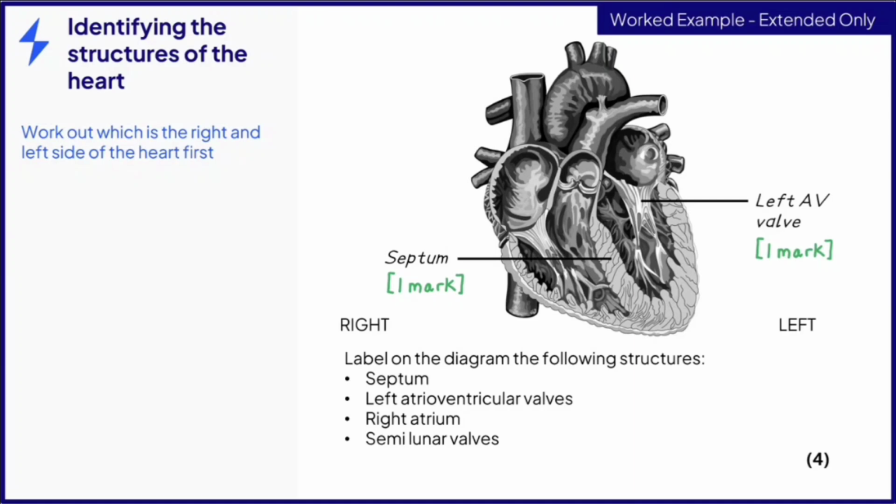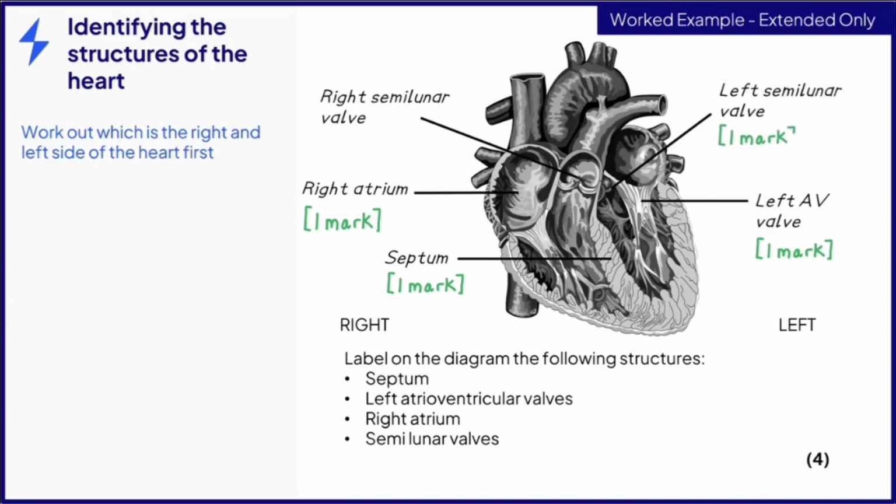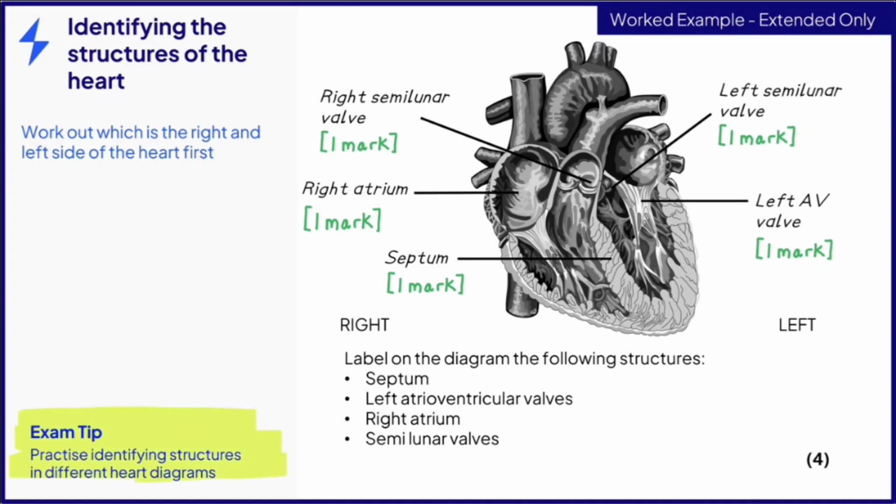The right atrium can be seen here and is recognisable by its circular shape and how it sits above the atrioventricular valve. Finally, the semilunar valves sit by the exit of the ventricles at the entrance of the arteries. They are recognisable by their half-moon shapes. It is a good idea to practice identifying the structures of the heart on many different types of diagrams, as you never know what you might encounter in the exam.